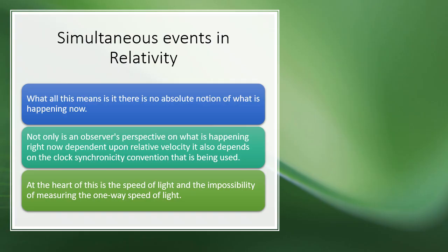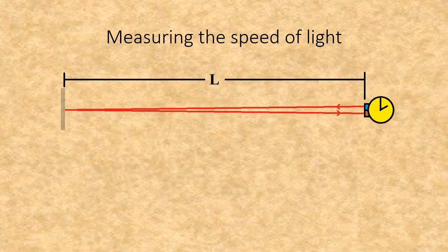Not only is an observer's perspective on what is happening right now dependent upon relative velocity, it also depends on the clock synchronicity convention that is being used. At the heart of this is the speed of light and the impossibility of measuring the one-way speed of light. The simplest way of measuring the speed of light is sending a pulse of light to a mirror and bouncing it back so that you have the time that it was sent and received based on the same clock.